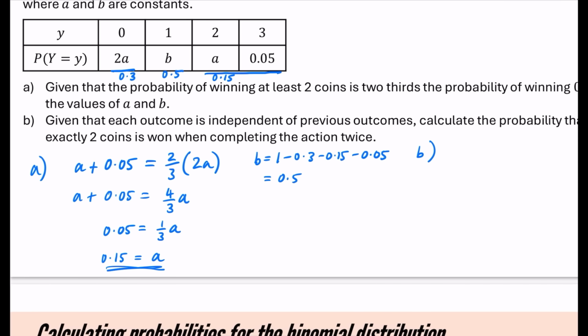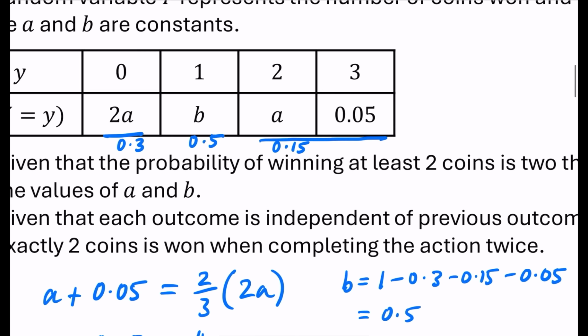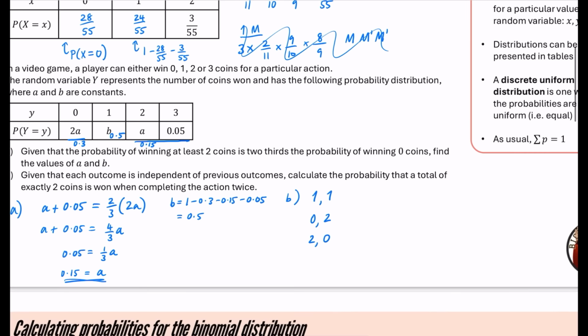Well, I think the first way that jumps out to me is I could get 1, and then I could get 1. On the first go, I could get 0 coins. On the second go, I could get 2 coins. Or on the first go, I could get 2 coins. And on the second go, I could get 0 coins. So I'm just going to use this distribution. Let me just put this 0.5 so it's a bit neater for me to actually see what it is. I'm going to actually calculate these probabilities.